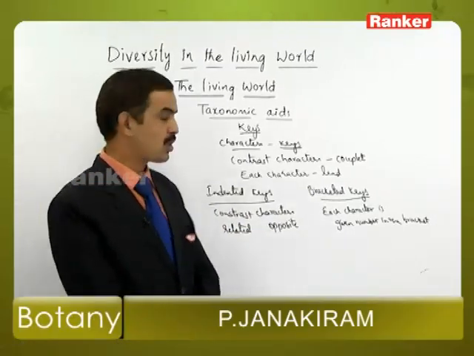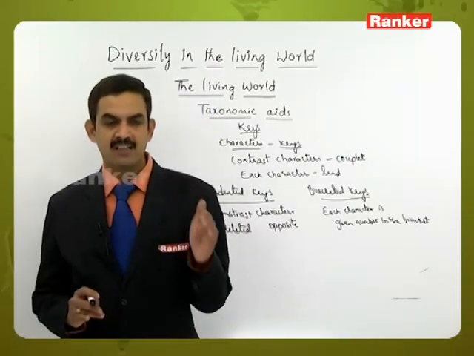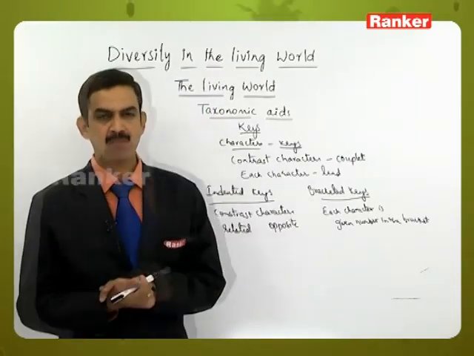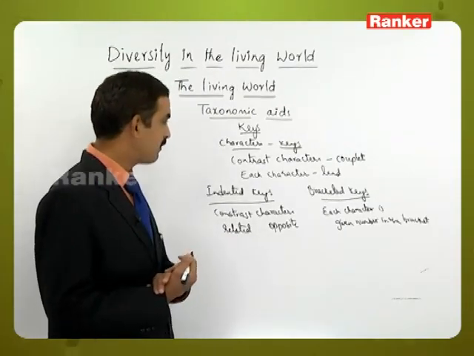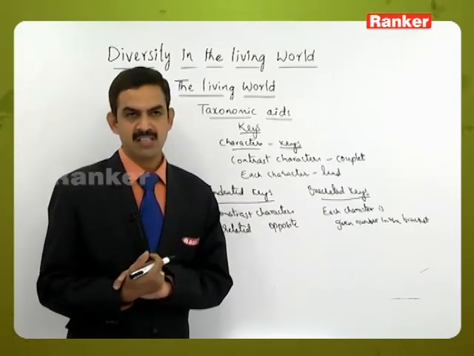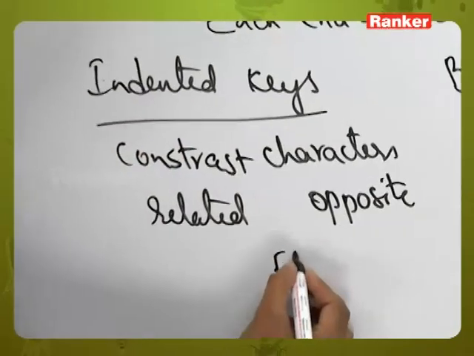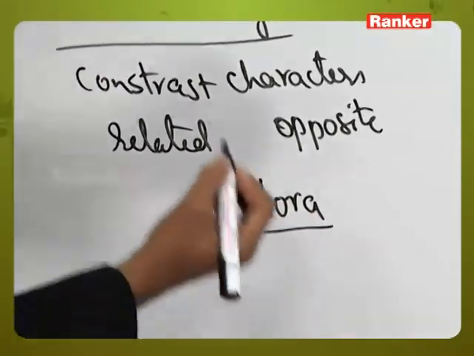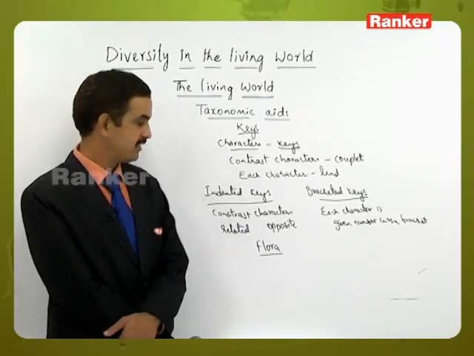So these keys are also useful for identification. That means some characters are related to the plant species and some opposite characters are present. So this is how the characteristic features of the plants are given in the form of keys. And where are these keys present? These keys are present in the flora. The next taxonomic aid is the flora.